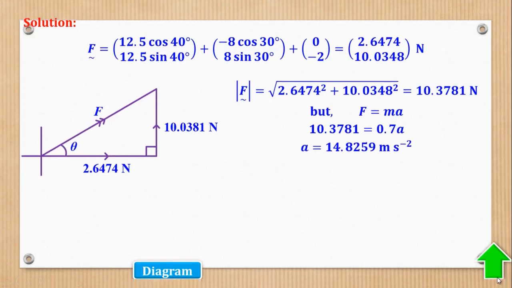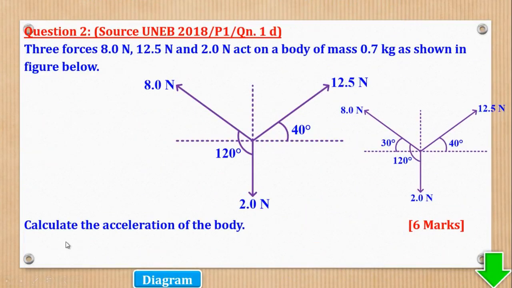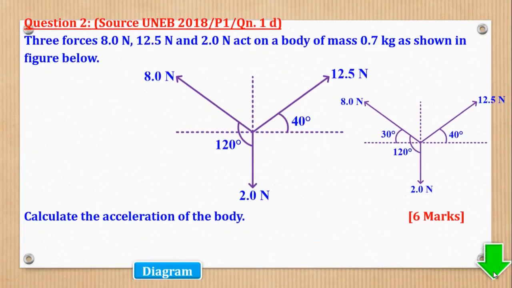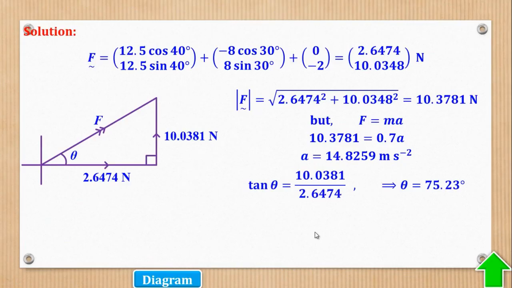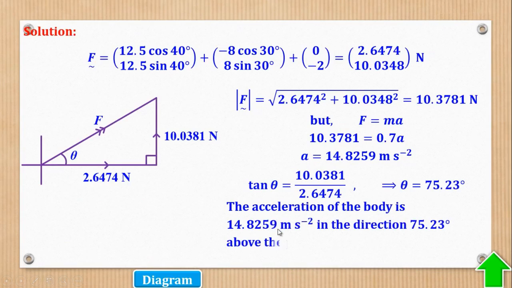So here they said acceleration, meaning we need direction. Remember, acceleration is a vector quantity. So we also need direction, and therefore you can conclude that the acceleration is this in the direction this above the positive horizontal.